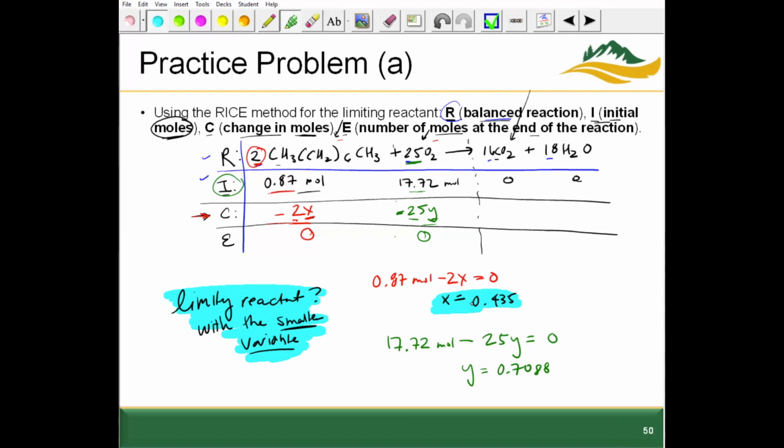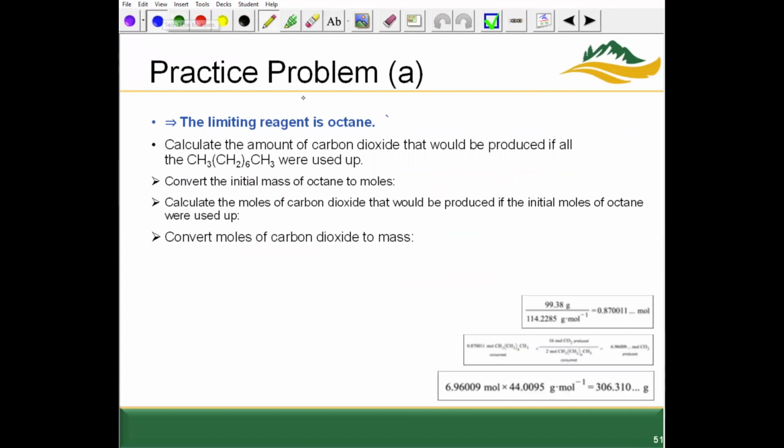Using this RICE table, then, our limiting reactant is the one with the smaller variable. 0.435 is the smaller variable. This one is associated with octane. This means that octane is our limiting reactant.